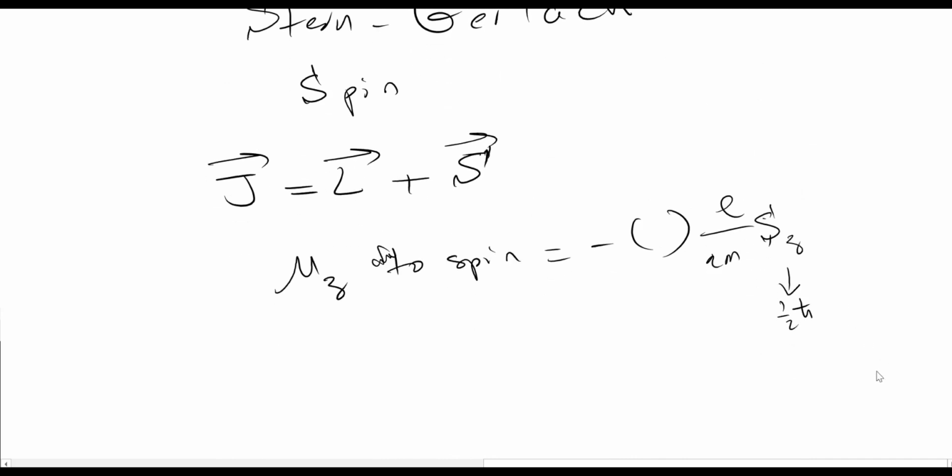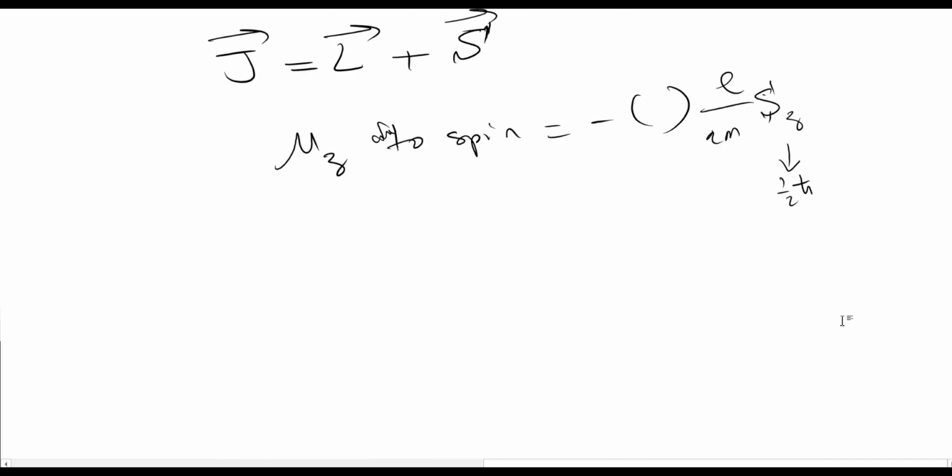So when they did their experiment, they found an even number. So for us to have an even number, this spin must be half integer. Okay, hence the electron is called a half integer spin particle.